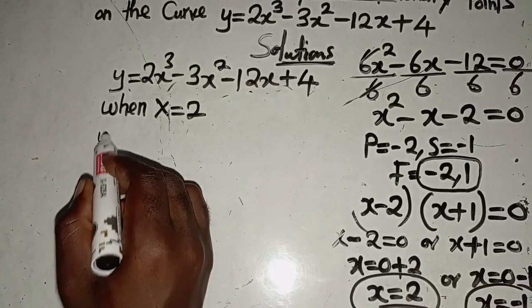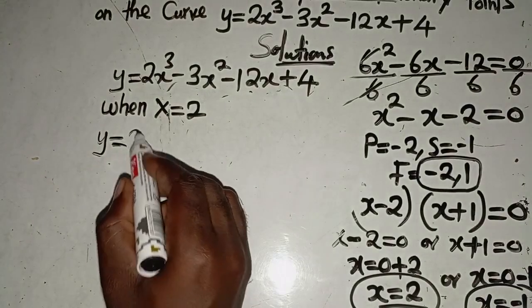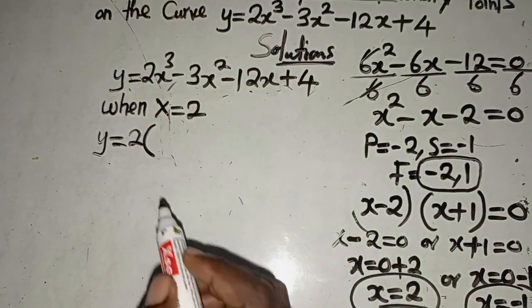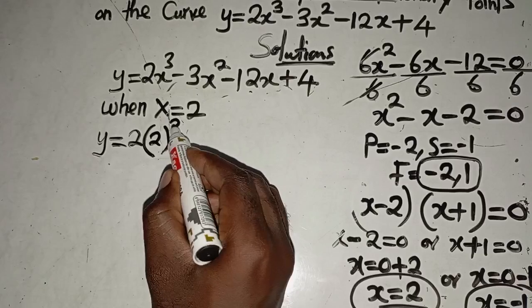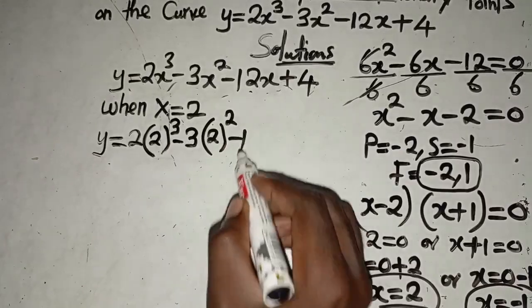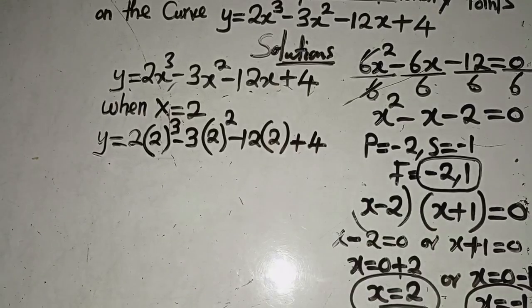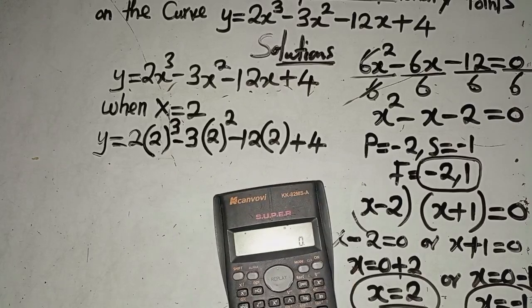You say y is equal to, where there is x there, you shall put a 2. So 2(2)^3 - 3(2)^2 - 12(2) + 4. You get your calculator. What you are going to do now is this. You punch what is there. You say 2, open bracket, 2 close, to the power 3. So you say power. This is the power that is here.